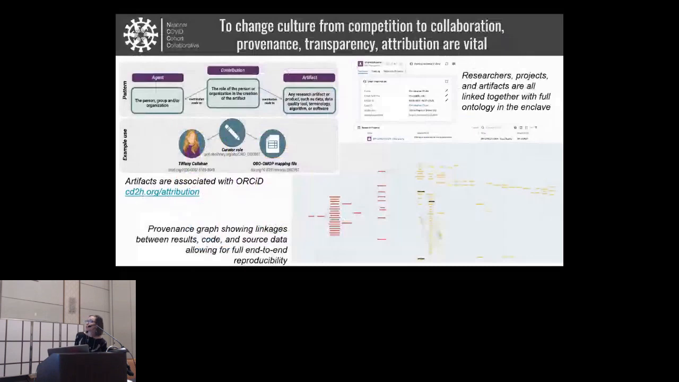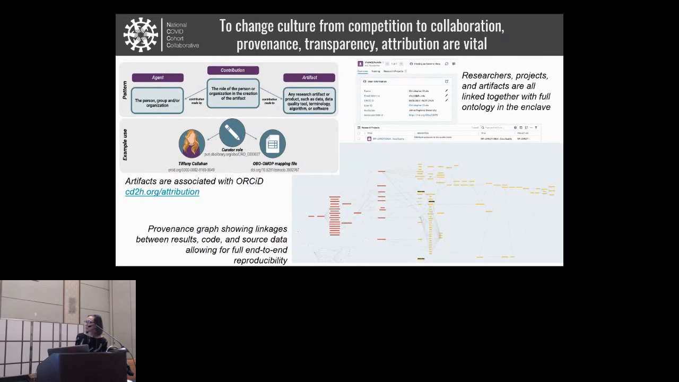I wanted to talk really briefly about attribution, since I spent a lot of time talking about provenance. But one of the things that we get with the provenance is the ability to do what I call transitive attribution. So essentially, over there on the left, we have an agent that has a specific contribution to a specific artifact.